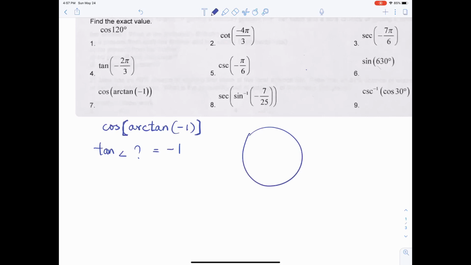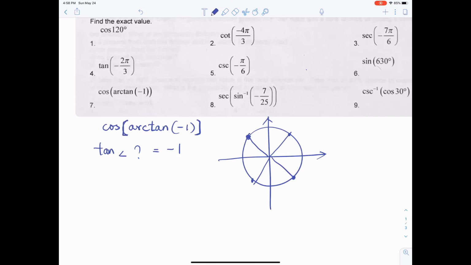Now, negative 1, what does it mean? It means the x value and y value are the same in magnitude. So here is the same, here is the same. And every pi, there is a repeating.